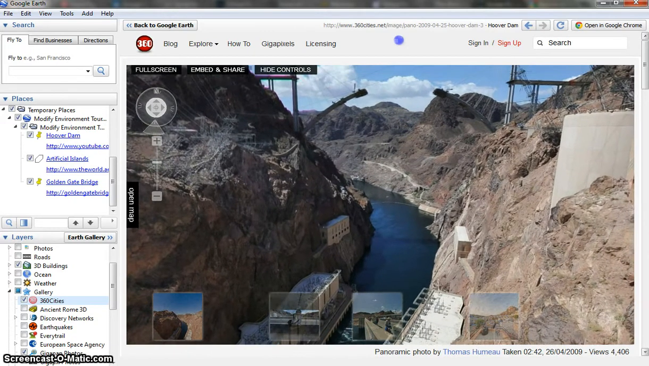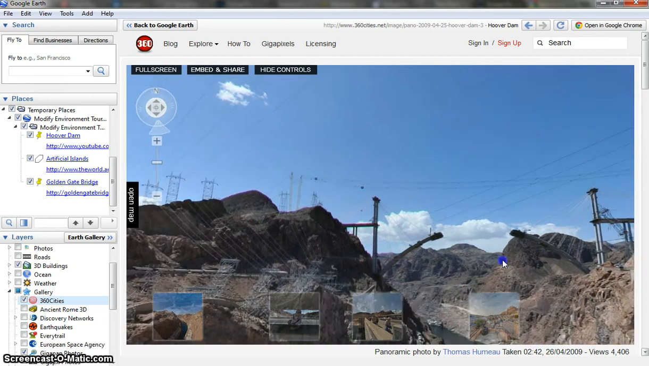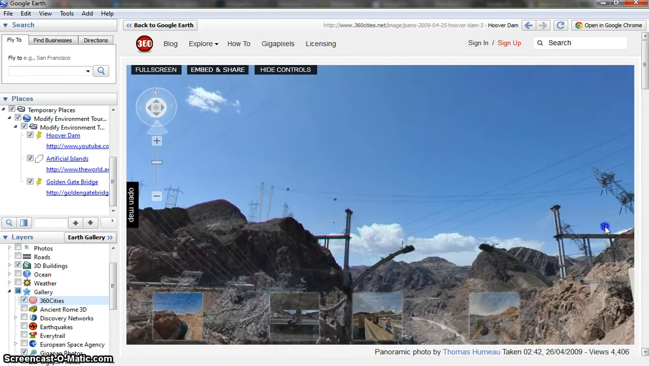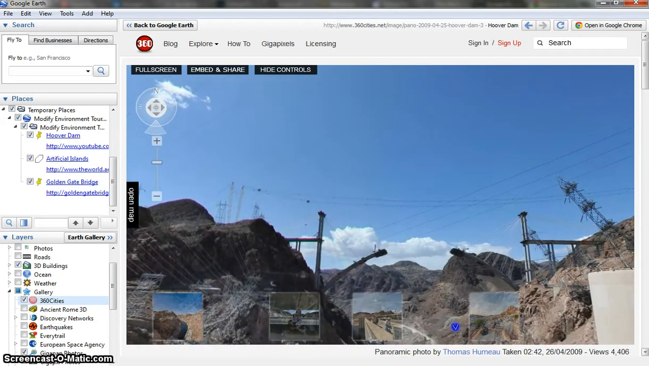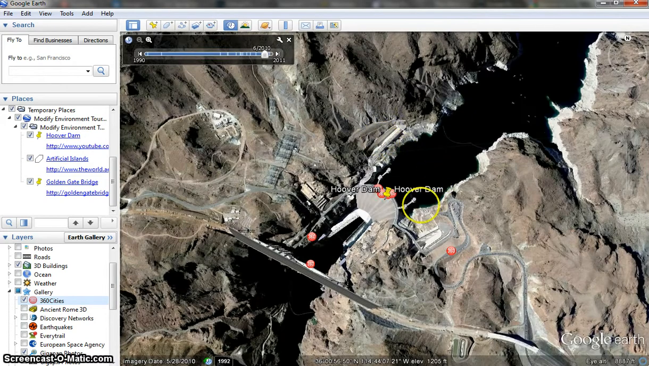And here's something really interesting we can talk about. This right here, this structure, is actually a bridge that when this photo was taken back in 2009, this bridge was still being built. And if we zoom out, go back to the bigger picture here, you can see right here that that bridge has now been completed.